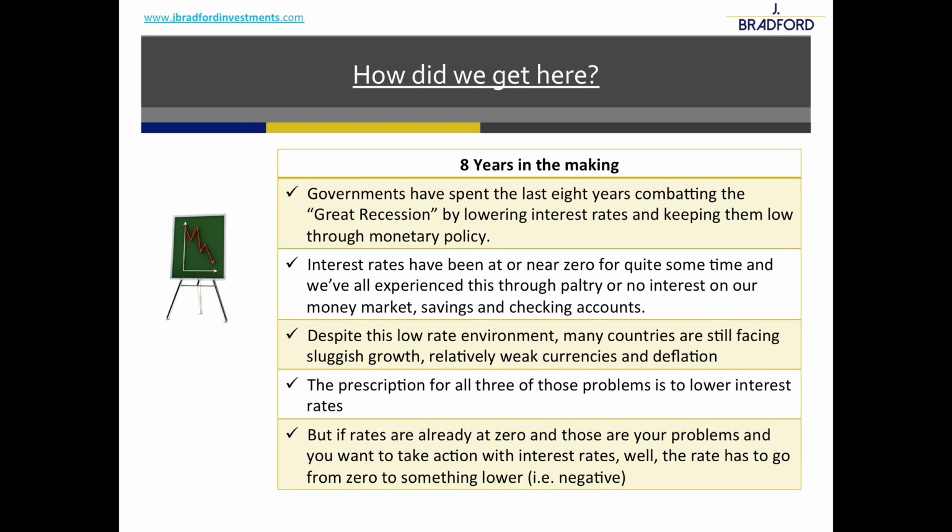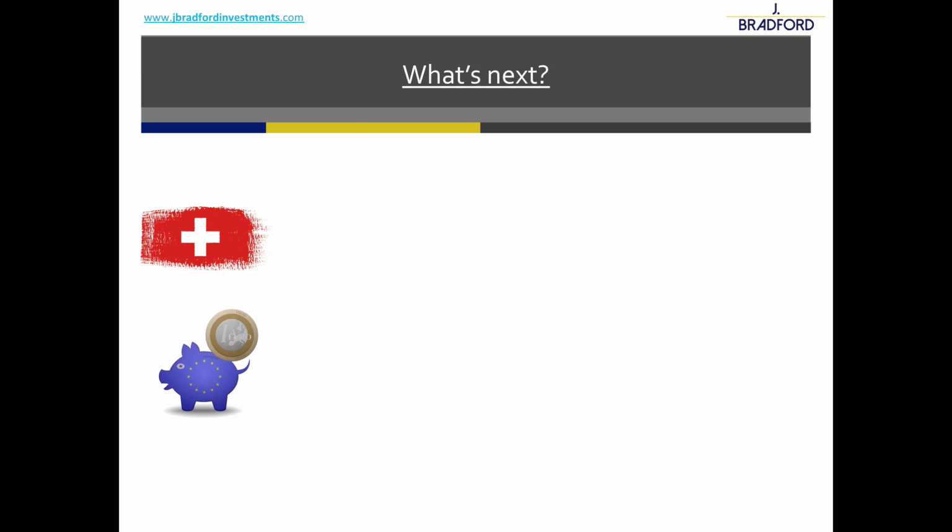Now, despite this low rate environment and that effort to stimulate economies, many countries are still facing sluggish growth, relatively weak currencies, and deflation. The prescription for all three of those problems is typically to lower interest rates. So if you've got one or more of those problems, you may be inclined to continue to lower interest rates. But the problem is, if your rates are already at zero and you want to take action, in order to get from zero to something lower, the rate has to go negative. And that's what many governments have done.